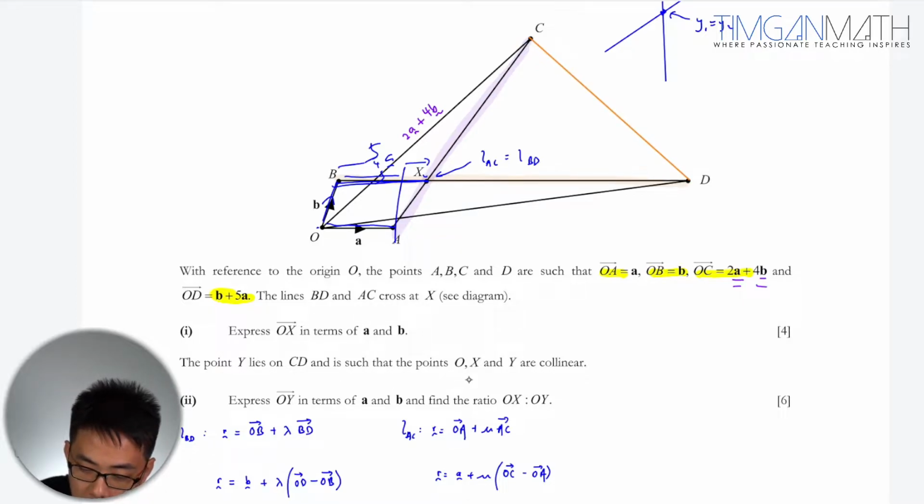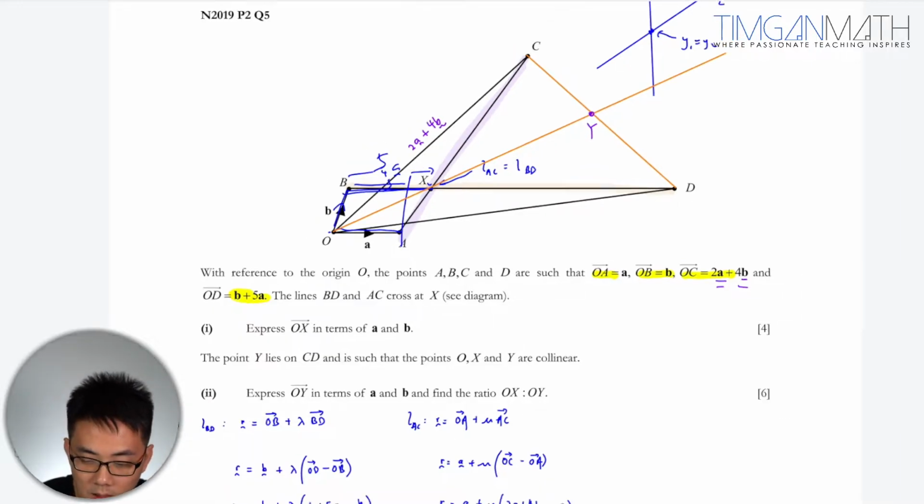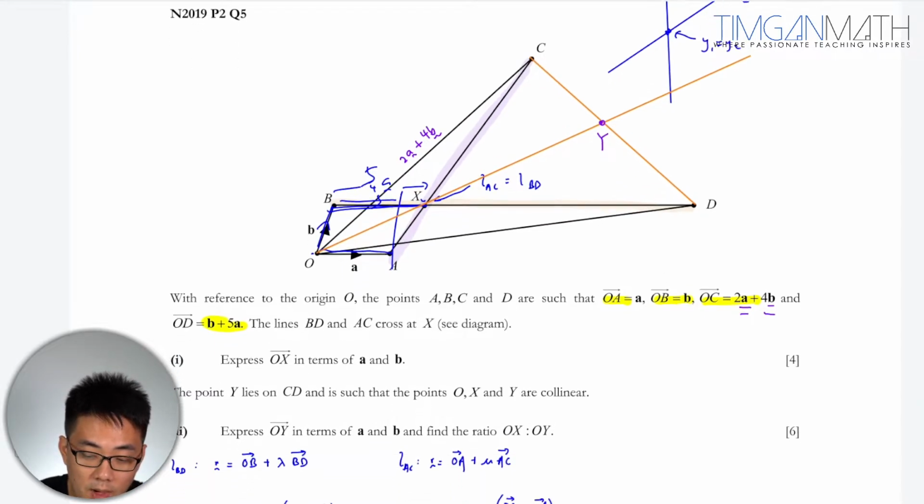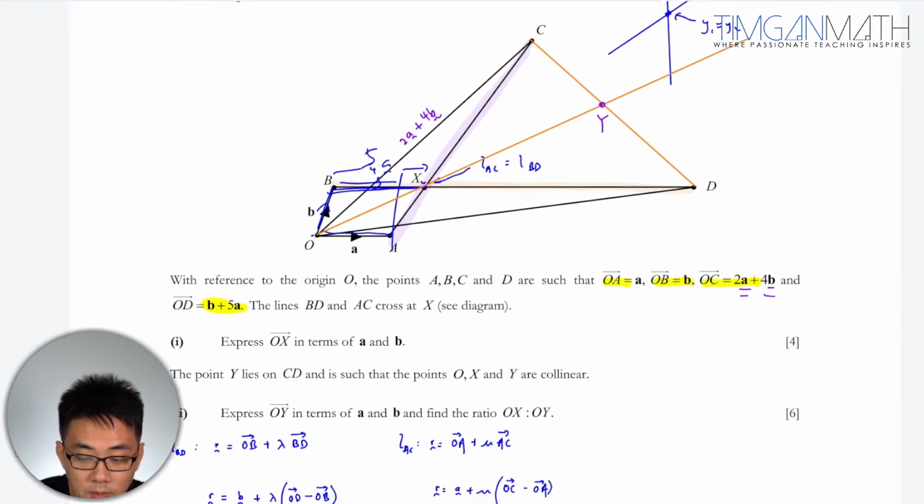Such that O, X, Y are collinear. So O, X and Y are collinear. So here will be collinear here. So this is Y. Alright. Express OY in terms of a and b and find the ratio of OX to OY. Alright. So that is it.